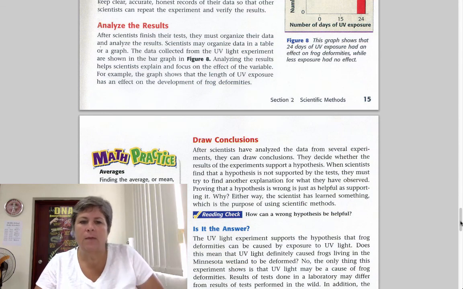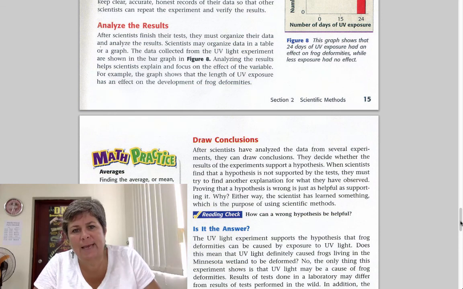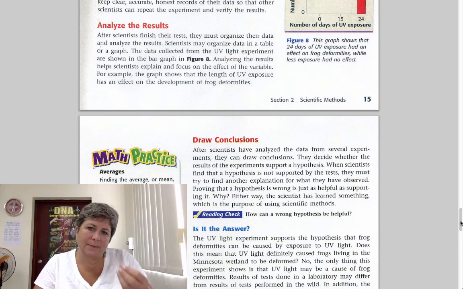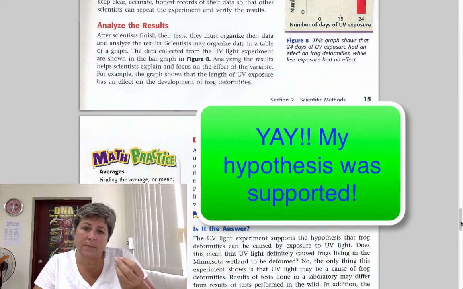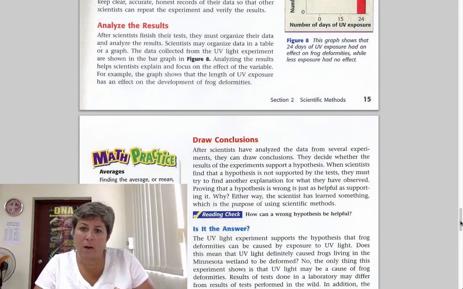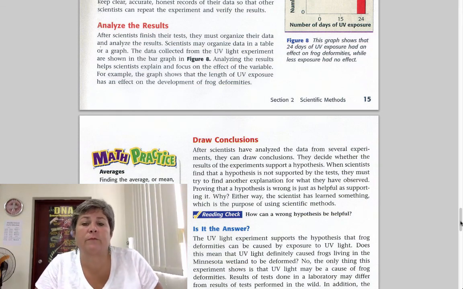Okay, so in this case, you could definitely say that your hypothesis was supported. And if we go back to the hypothesis, it says if frog eggs are exposed to UV light, then they will develop into deformed frogs. Well, in this case, the ones that were exposed to a large number of days, 24 days, definitely developed a lot of deformities.